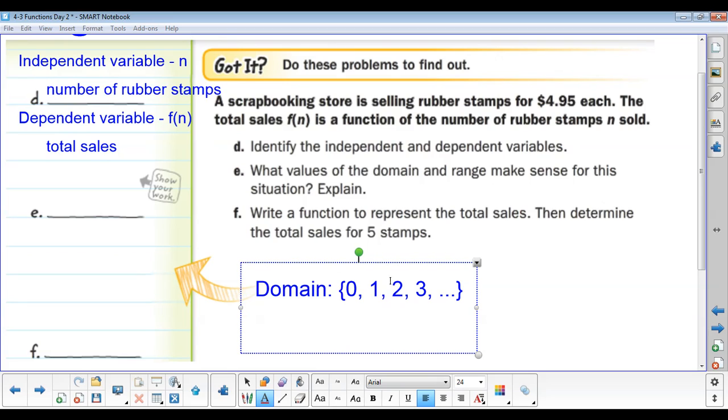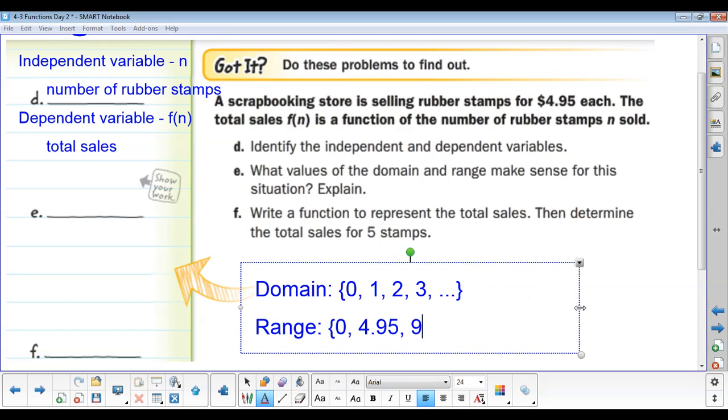Now the range is determined by the domain. Because I picked those numbers, it's going to tell me what my range is. It's going to be 0 if I have 0 rubber stamps, $4.95 if I have 1. Let's see what the cost of 2 rubber stamps would be. It looks like it's going to be $9.90. And for 3, it's going to be $14.85. And that'll keep going and going.